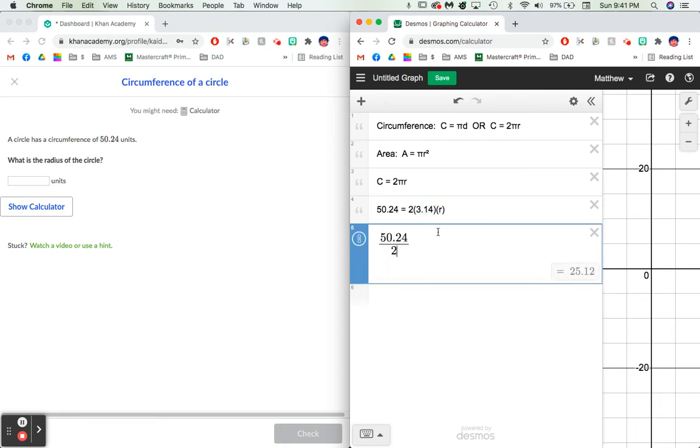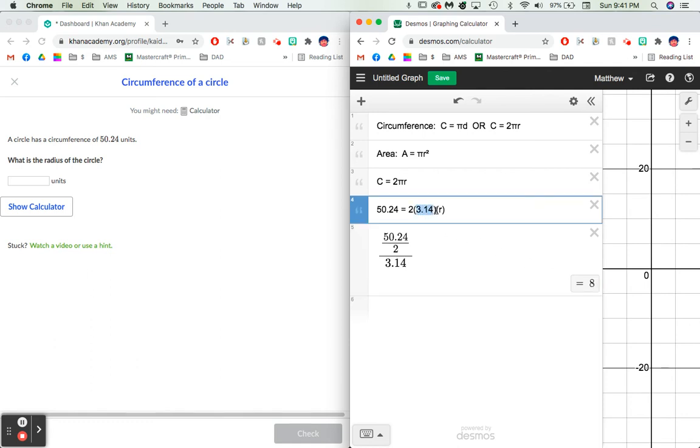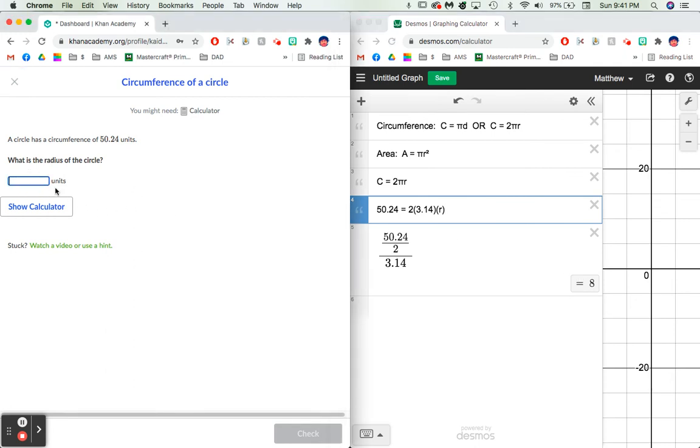Let's run the calculation. 50.24 divided by 2, I'm going to take all of that and then divide it also by 3.14. Let the calculator do the work for you. I know this looks kind of funky, but I'm taking 50.24, dividing by 2. I'm taking all of that, dividing by 3.14. I get a nice number of 8. Remember we're using the rounded version of pi today, 3.14. I have it in the Canvas notes. So my radius should be 8.